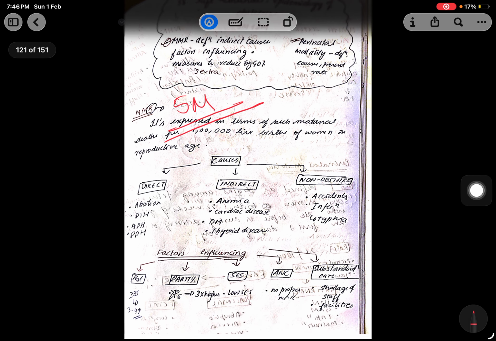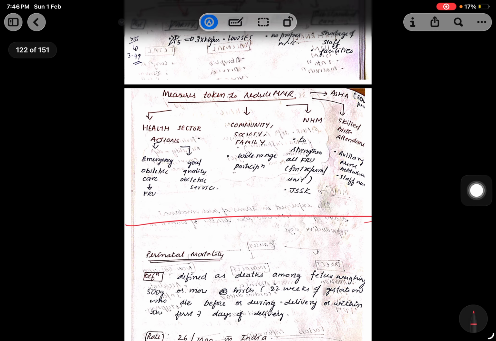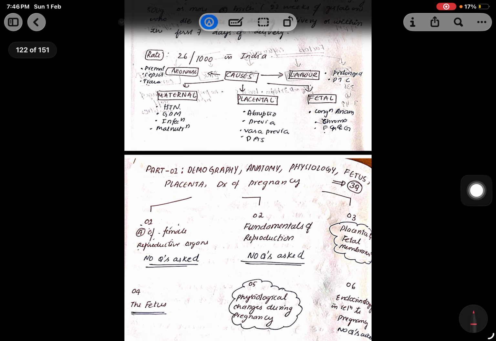Okay, this intake and output, I'm sure you would have studied in community medicine, but if not, make sure you just revise it a day before the exam. And these are the measures taken to reduce anemia. Again, perinatal mortality, again the same thing.